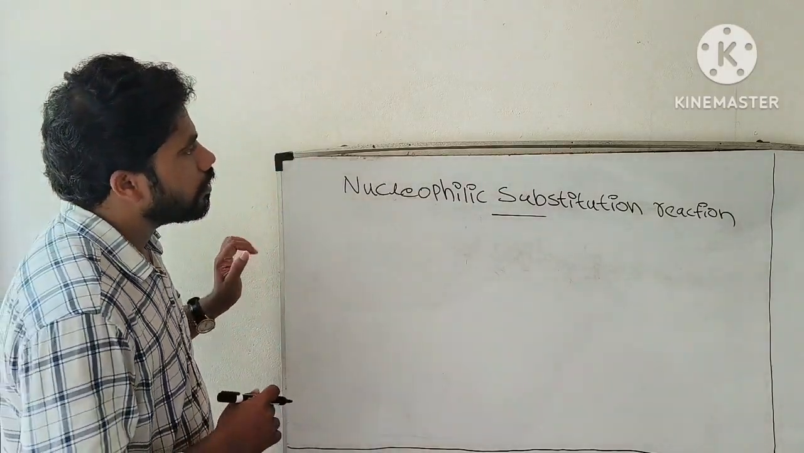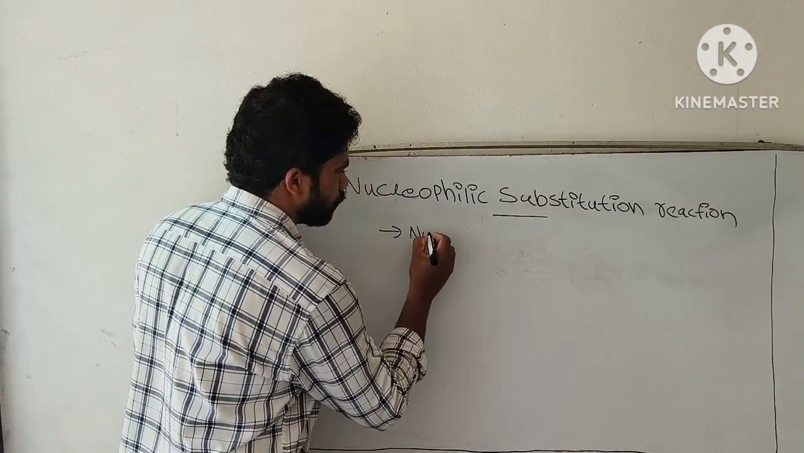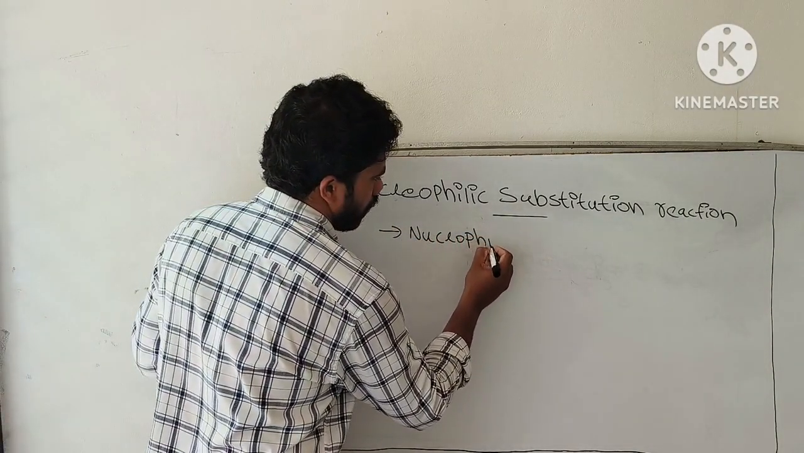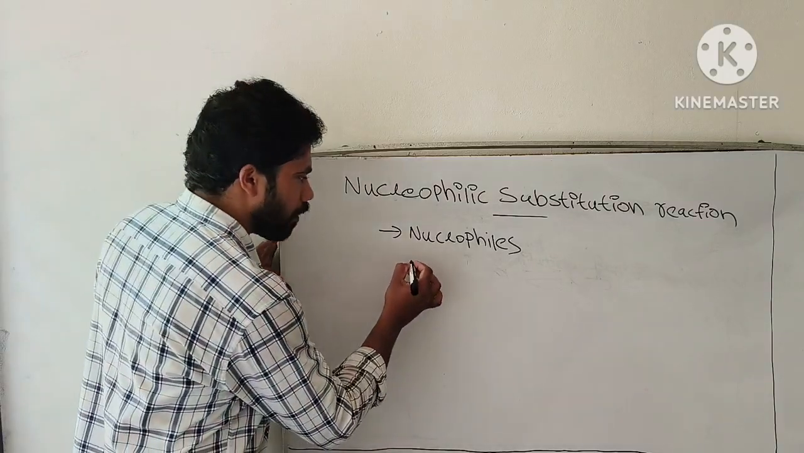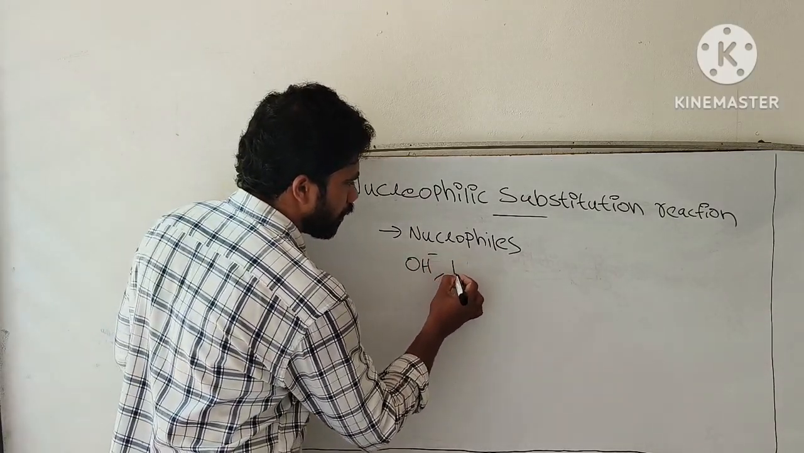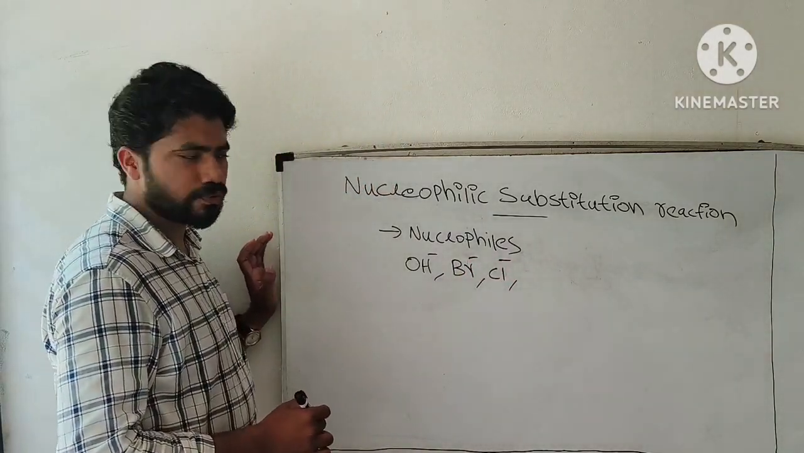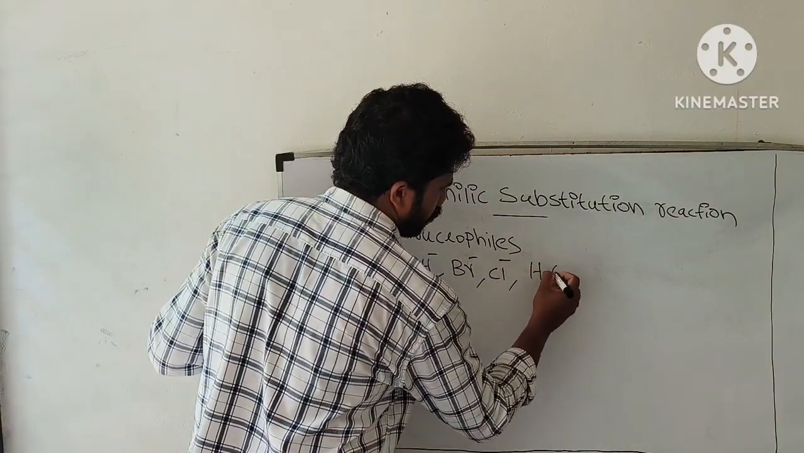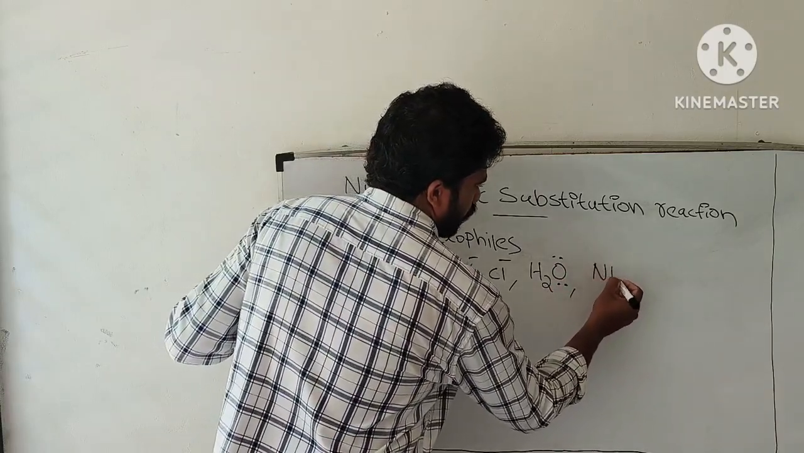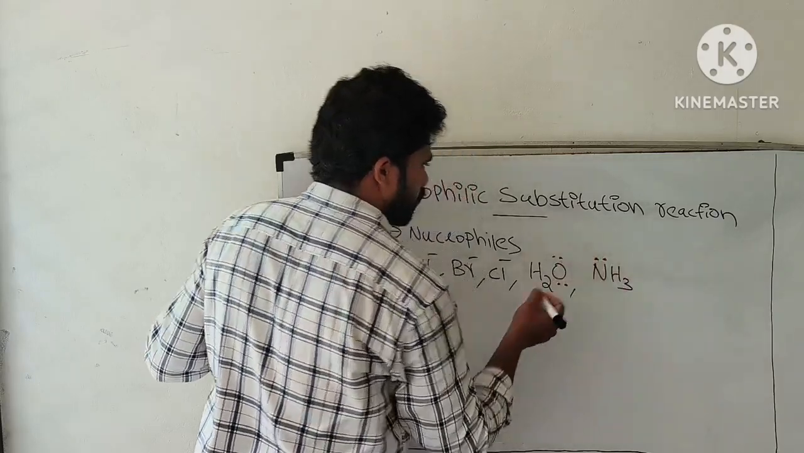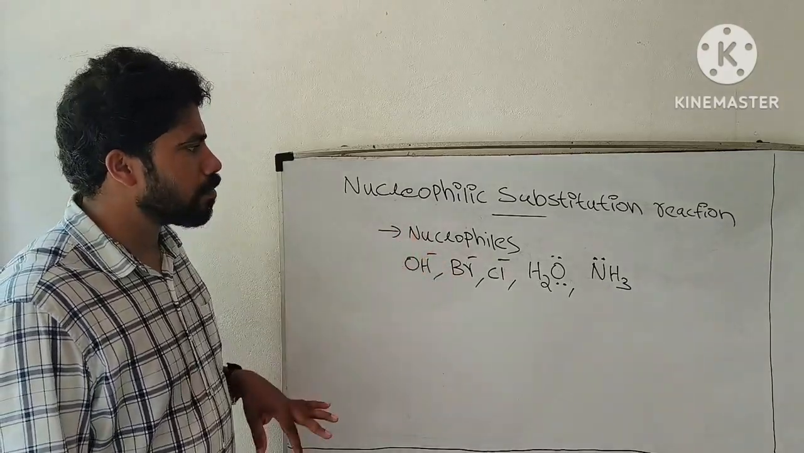Okay. Now, nucleophilic substitution reaction. It is initiated by a nucleophile. Nucleophiles are electron-rich species. For example, OH minus, Br minus, Cl minus. And we have some neutral nucleophiles also. Water, H2O, is a neutral nucleophile because of the two lone pairs of electrons. And ammonia is another nucleophile. Okay, these are examples of nucleophiles.